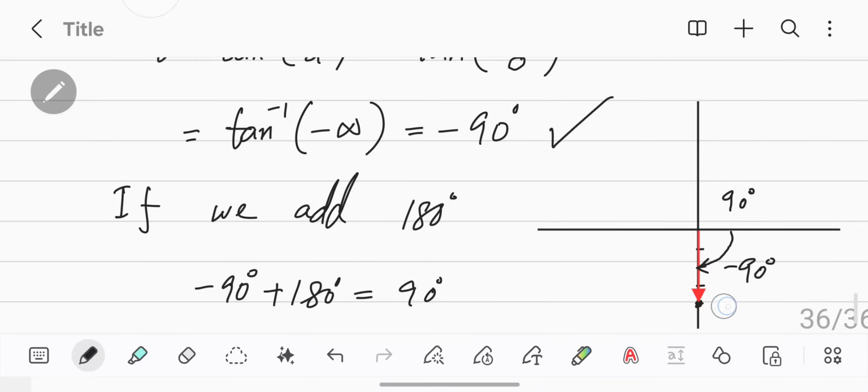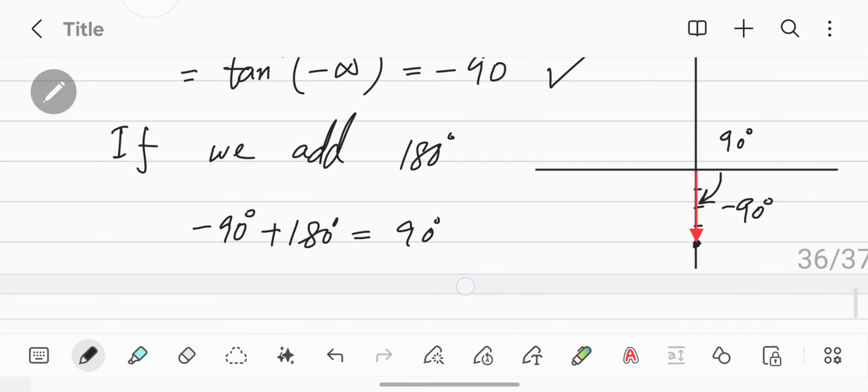So I cannot reach this point. I can only reach this point if I make a negative angle from here to here, which is negative 90 degrees. Okay, so my argument is negative 90 degrees.